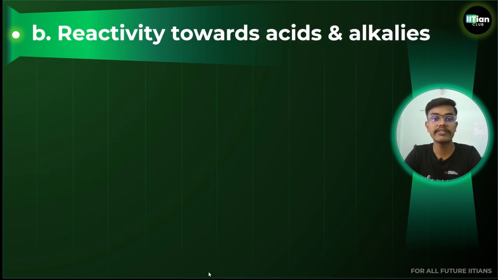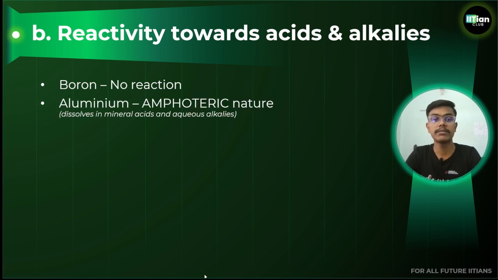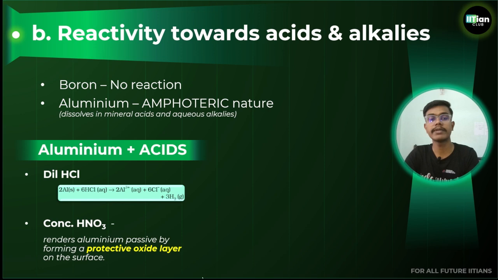Next we have reactivity towards acids and bases. With boron, there is no reaction, but aluminum is amphoteric in nature. What does amphoteric nature mean? It dissolves in mineral acids and aqueous alkalis. It reacts with both acids and bases.